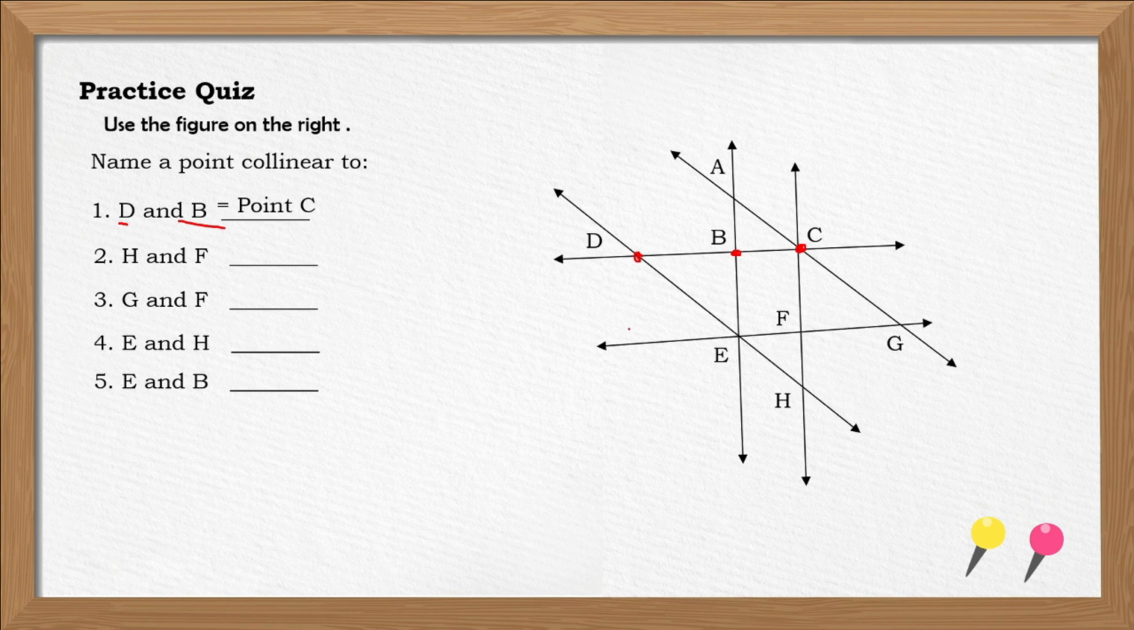Number 2, H and F. So we have point H, point F. We can say that point C is collinear to point H and F. Number 3, point G and point F. We can say that point E is collinear to point G and F. Number 4, point E and point H. We can say that point D is collinear to point E and H. Number 5, we have point E and point B. We can say that point A is collinear to point E and point B.